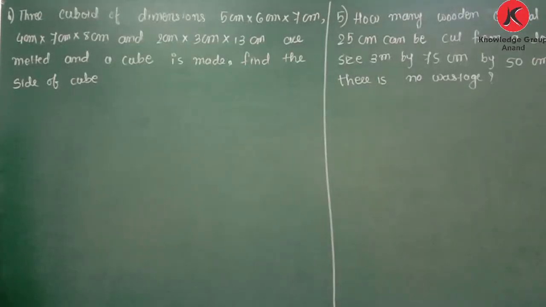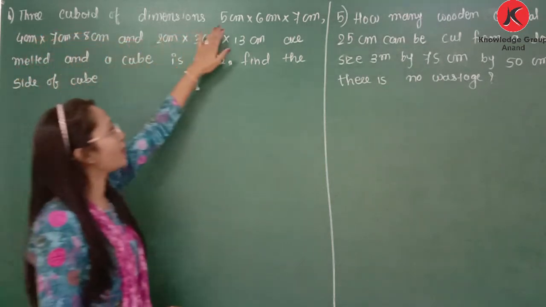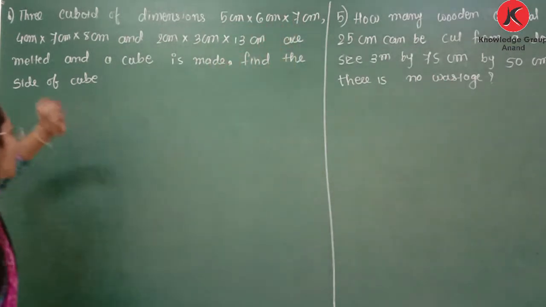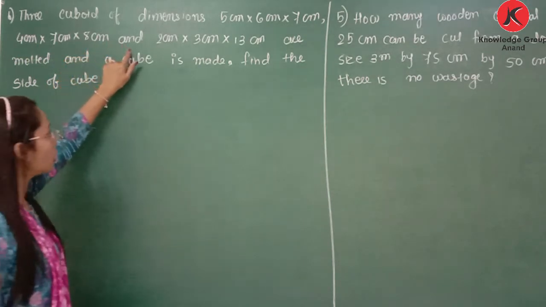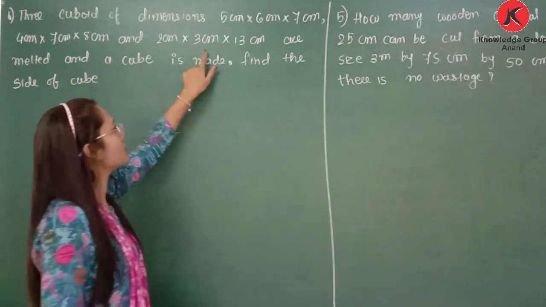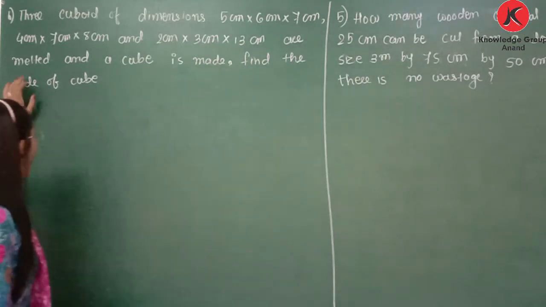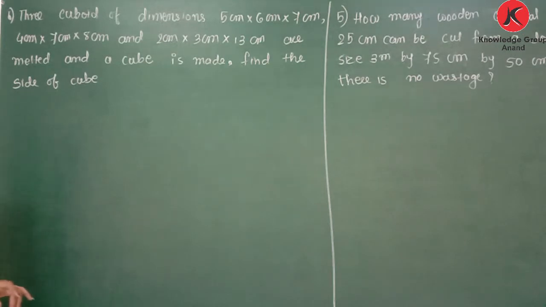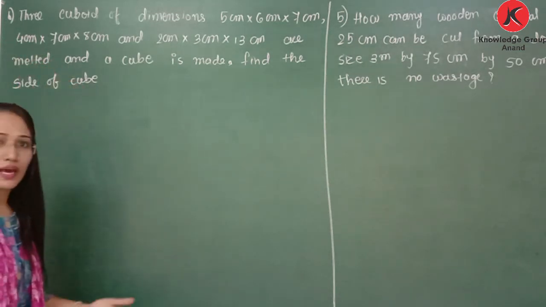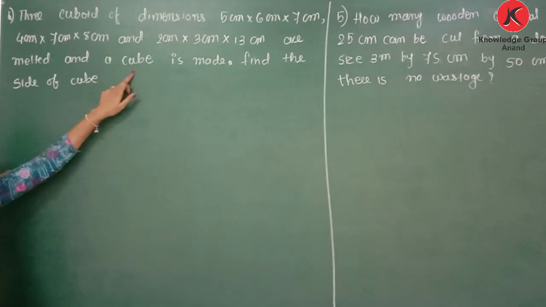Now next example. 3 cuboids of dimensions 5 cm, 6 cm, 7 cm. That is the first cuboid of dimension 5 by 6 by 7. Second cuboid that is 4 cm by 7 cm by 8 cm. And the third cuboid that is of 2 cm, 3 cm and 13 cm are melted and a cube is made. Find the size of the cube. So what is the question here? 3 cuboids are there and they are melted, and after melting they are converted into a cube.